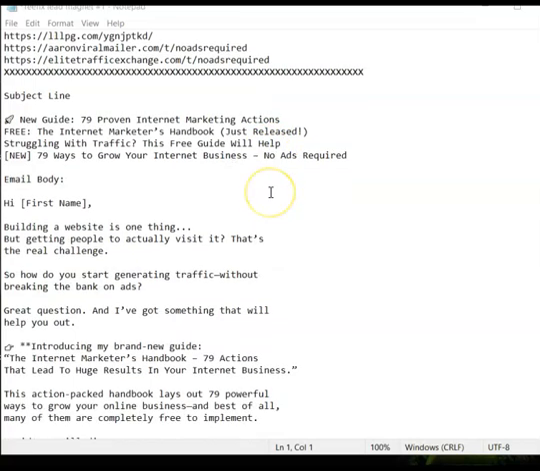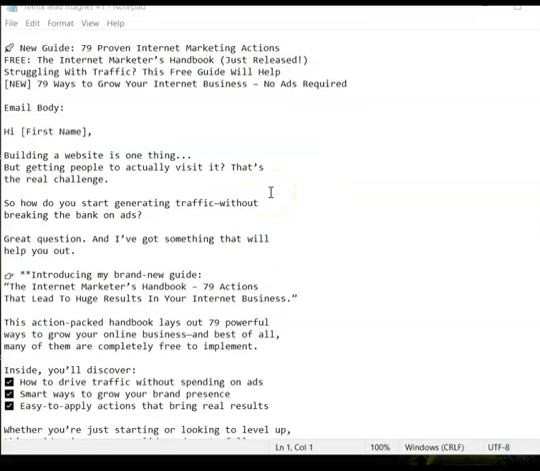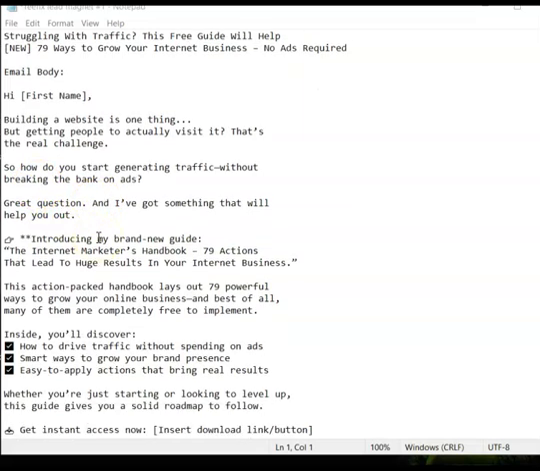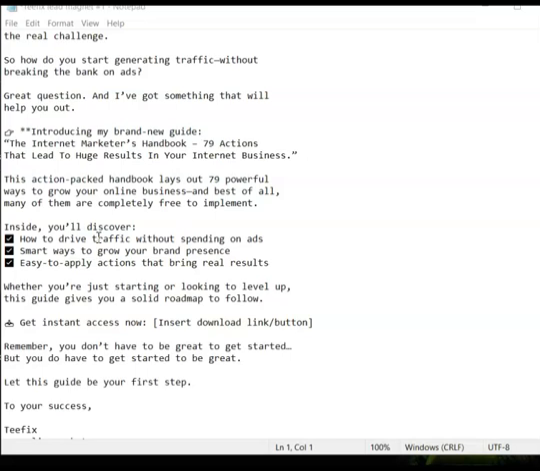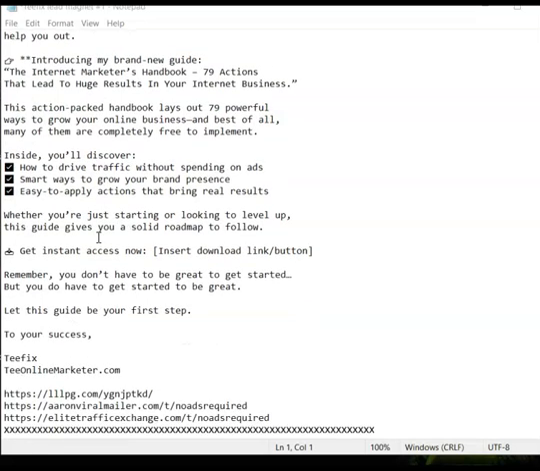Okay, so now this is the first email that we have. This is email number one. With email number one, we have multiple subject lines. Okay, it's important that you have multiple subject lines, and here's the email that goes with that. All right, so that's email number one.